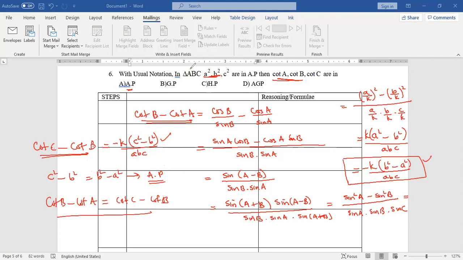So once again, tell me, how do you prove that three numbers are in AP? Is 5, 10, 15, is it an AP? Yes, sir. Because 10 minus 5 and 15 minus 10 are equal. So what I'm doing here is, I will find out a formula for difference between cot B and cot A and difference between cot C and cot B, and I'll prove they both are equal. Hence, they become an AP. Understood the idea, technique? Little complicated? Yes, sir. Okay, 8 minutes.